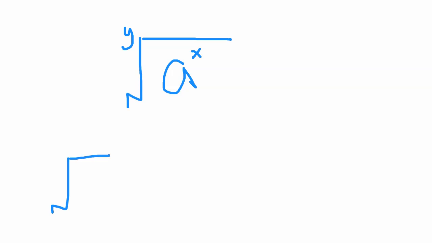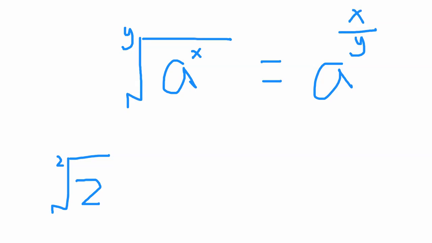So we use this notation. So a raised to x with this index. Remember the index, if we have a square root of 2, the index is 2, right? By default. But in general, we can use this one. So this one can be written as a raised to the numerator, which is the power, and the denominator is the index. So this y is called the index.